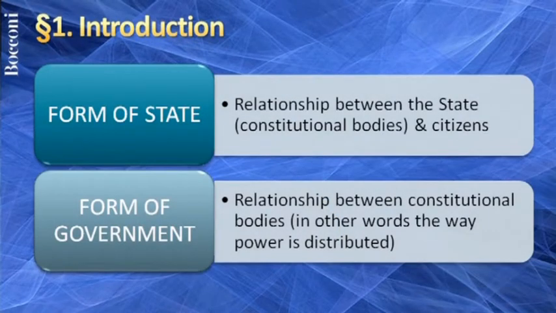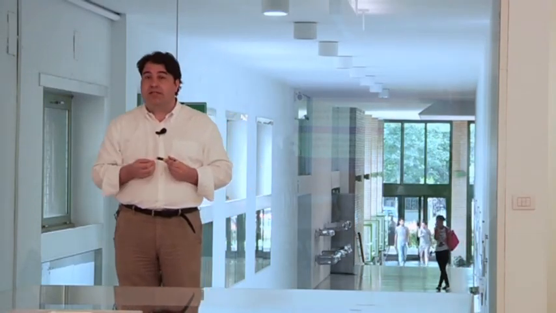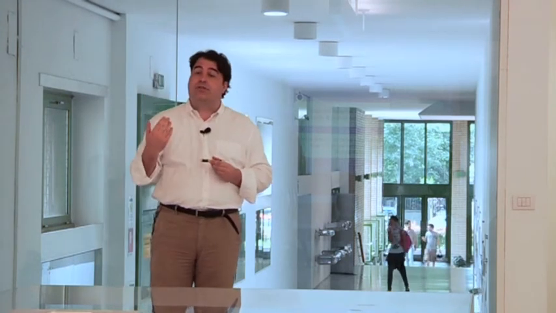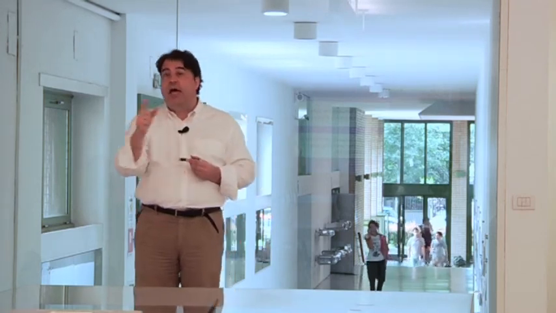Well, on one hand, when we talk about the form of state, we're talking about the relationship between the state, in other words, constitutional bodies, and on the other hand, citizens. Whereas if we talk about the form of government, we're talking about the relationship between constitutional bodies. Put in a different way, if we're talking about the form of state, we're looking at on one hand those that govern us, and on the other hand those that are governed. Or another way of defining it, to take an expression used by famous Italian constitutionalist Costantino Mortati, we could talk about the relationship between authority and liberty.